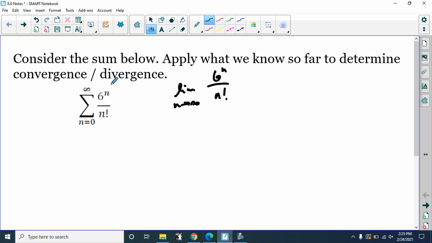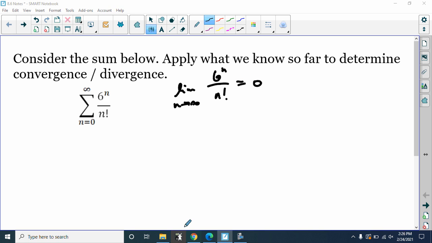But if we consider what's happening in the sequence, 6 to the n, which means the top I'm multiplying by 6 over and over again, times 6, times 6, times 6. And the bottom, from one term to the next, it's going to be times 1, and then times 2, times 3, times 4, times 5, times 6, times 7, times 8, times 9, times 10. So notice that as we get really far away from 0, the bottom is growing much faster than the top, which means that this is going to go to 0.